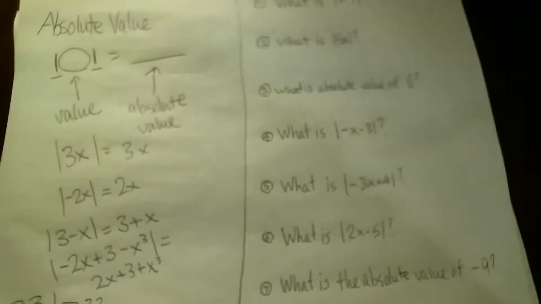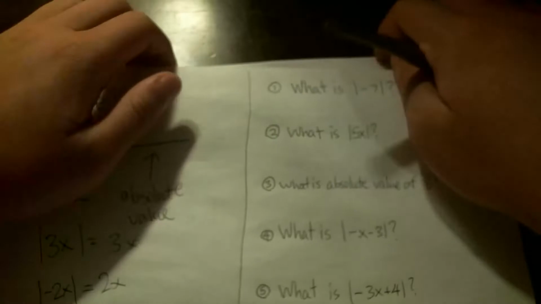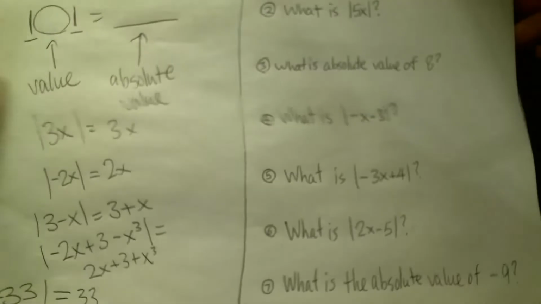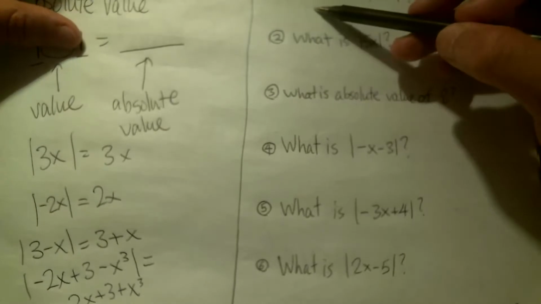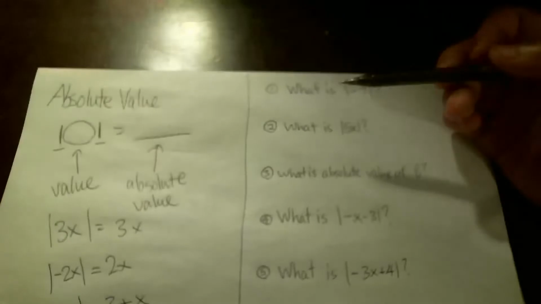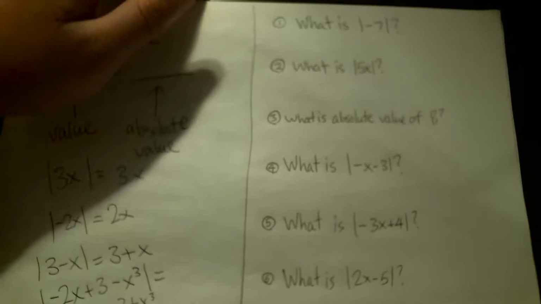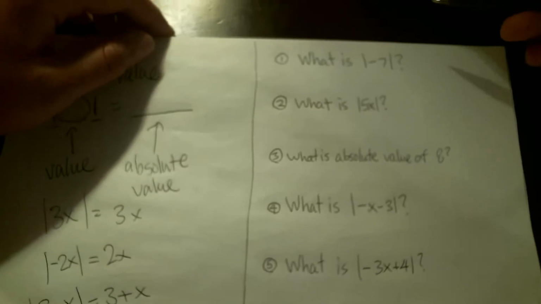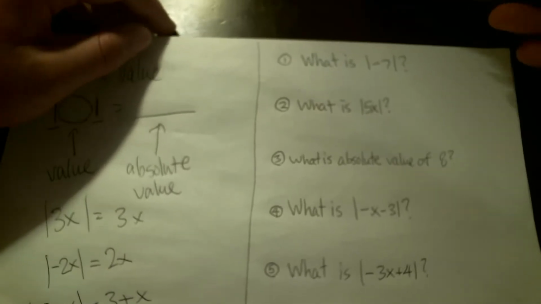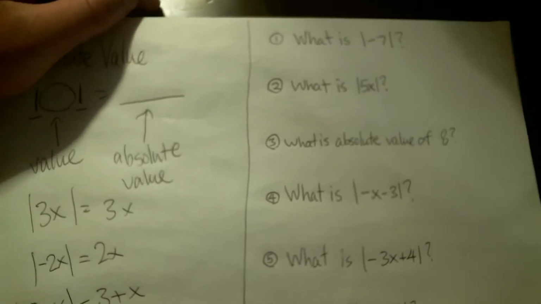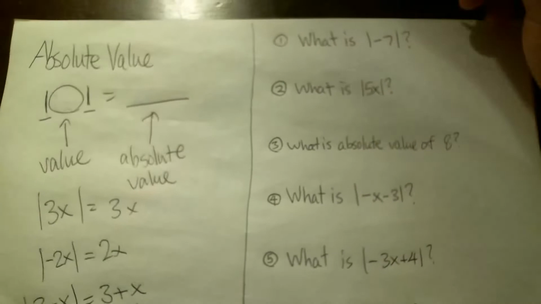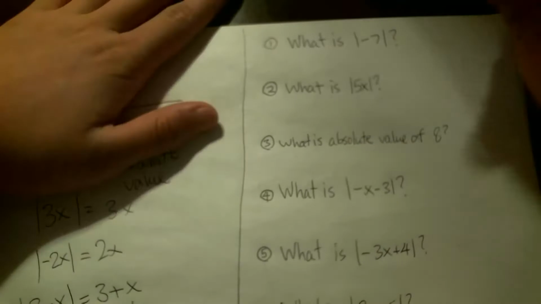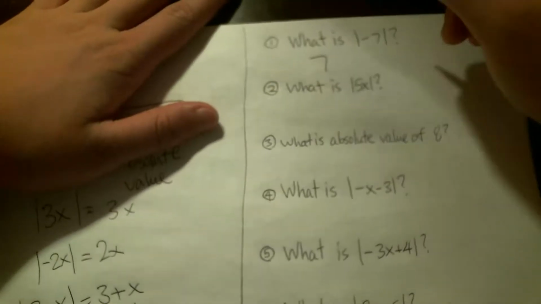Alright, so for the first one we have: what is the absolute value of negative 7? Here we would just have to reverse the negative sign to a positive. So that would just change it into 7.